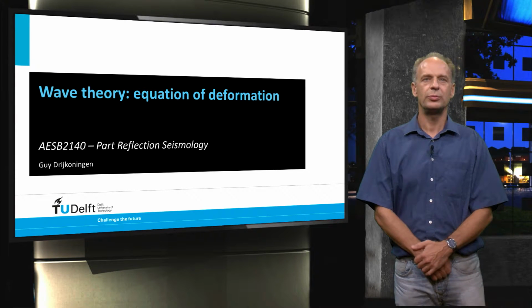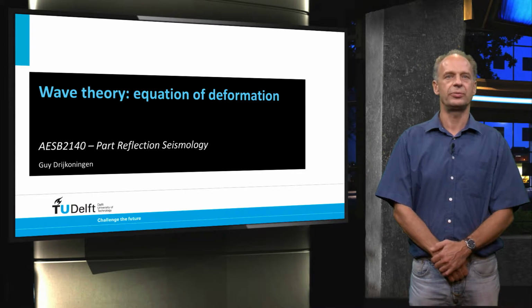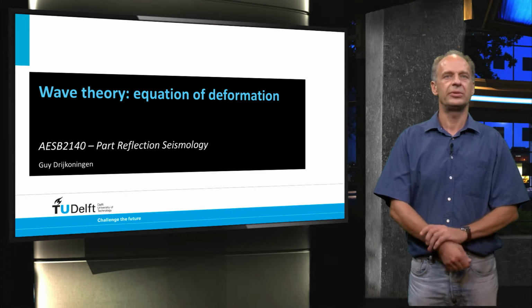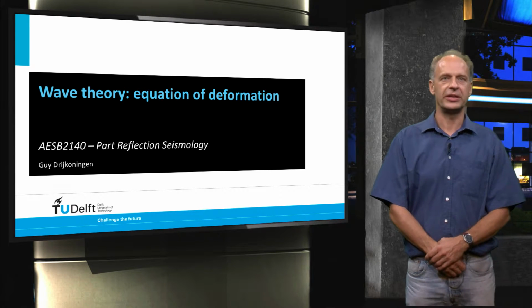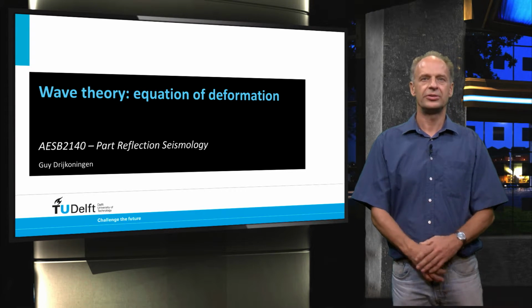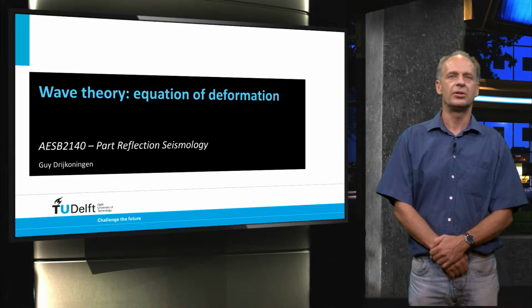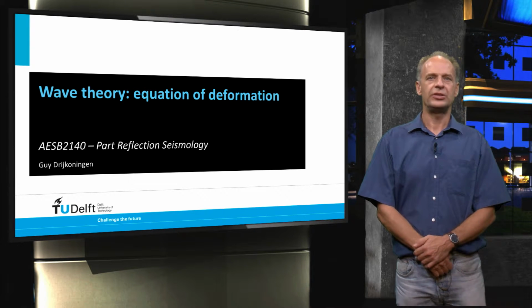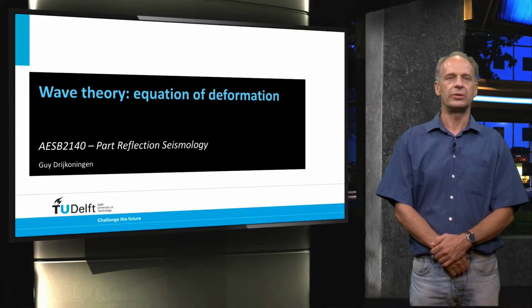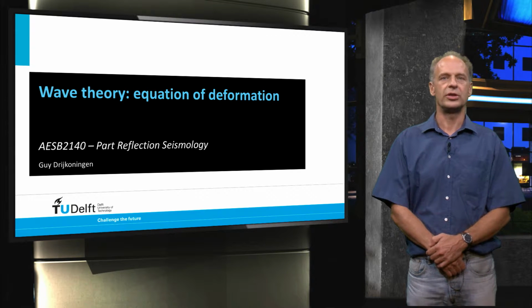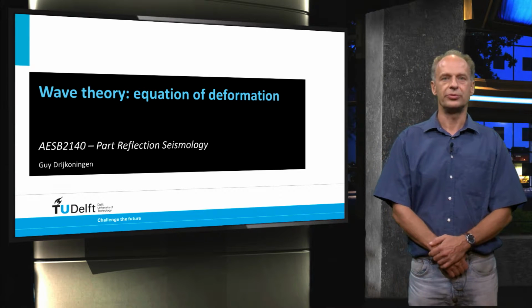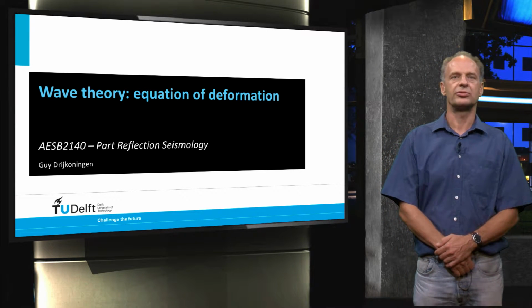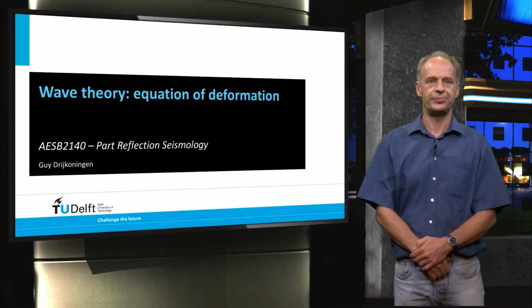In this movie, we will derive the so-called deformation equation. It describes the deformation part of a p-wave propagating through a material. The deformation equation of motion refers to the application of Hooke's law of elasticity. This is only one of the equations that describes the wave motion of a p-wave. The other is the so-called equation of motion, and that one is derived in a separate accompanying movie. This is part of an introductory course on reflection seismology.